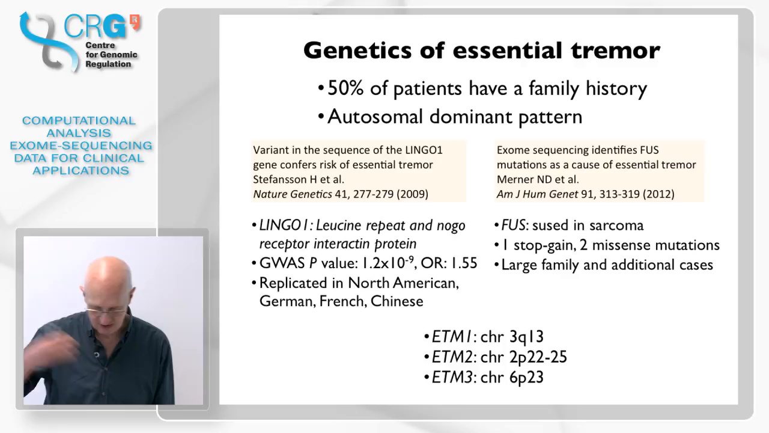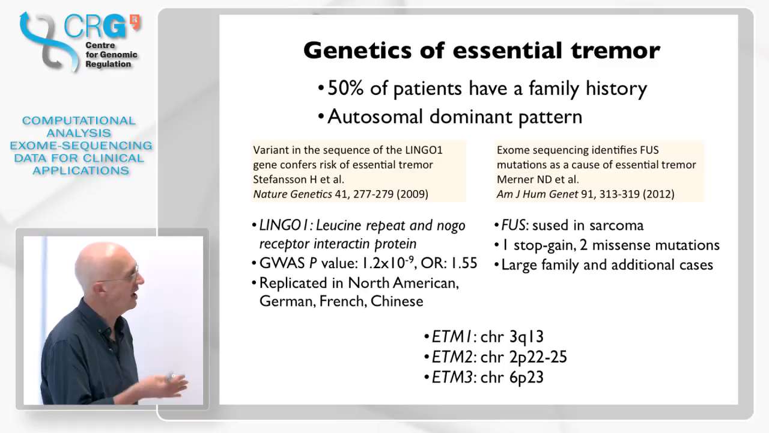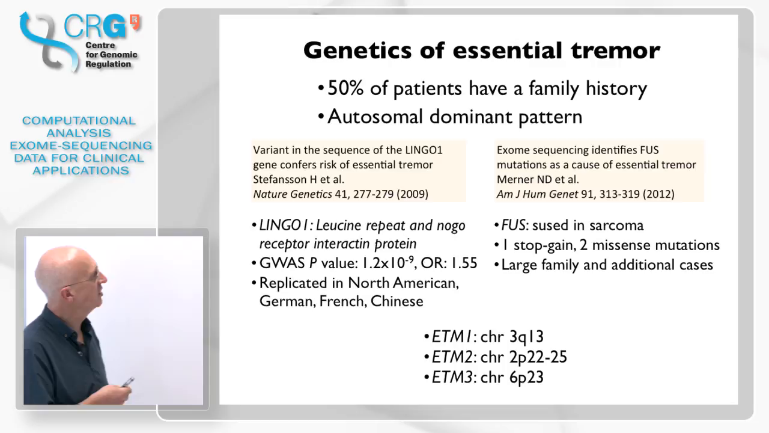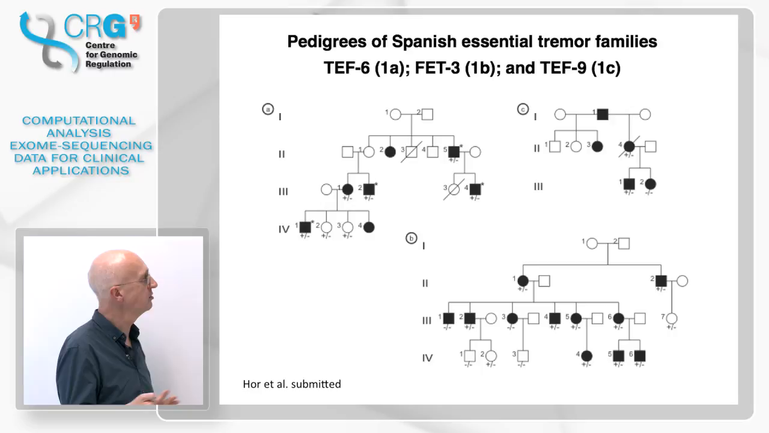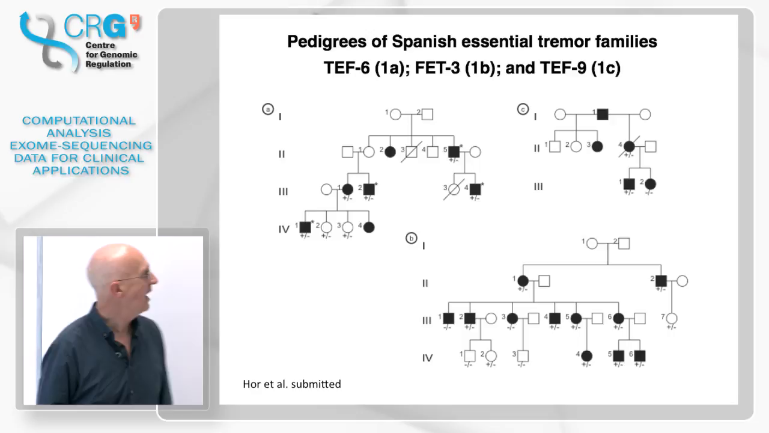So the first example involved essential tremor, which is a disorder that starts relatively in the middle age of the individuals, in which they have a tremor that is not like Parkinson's, but is an action tremor. In about 50% of patients, there is a family history of the disorder, so that there are several individuals that have the same phenotype, and the pattern of inheritance is in general autosomal dominant.